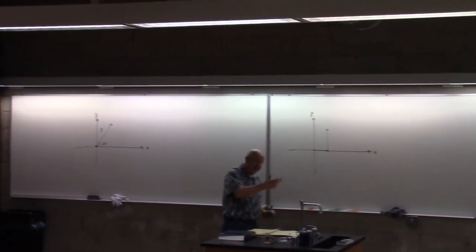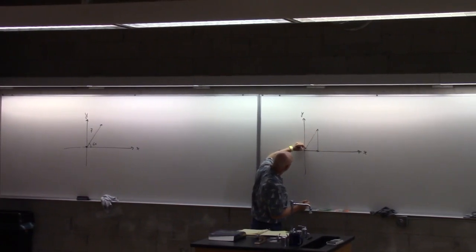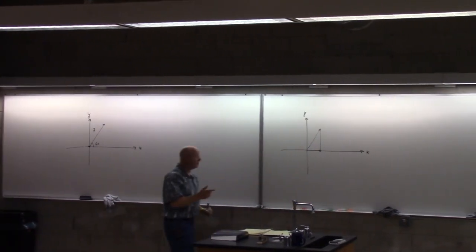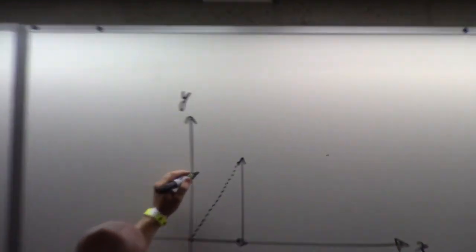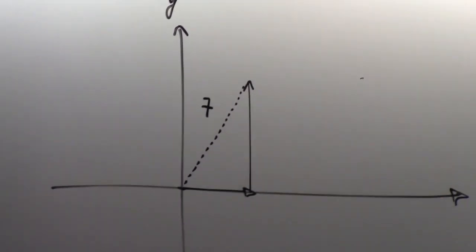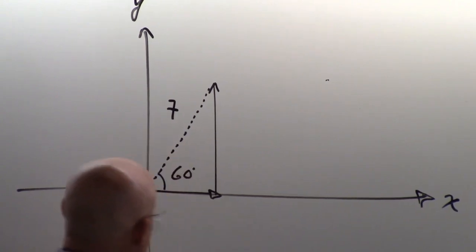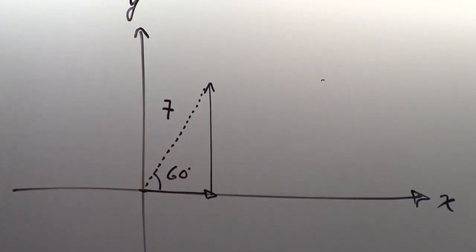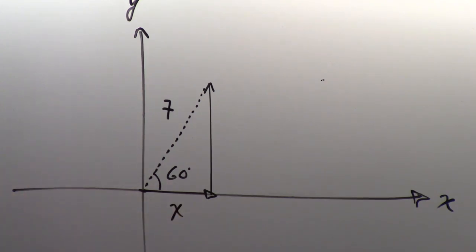Okay. Maybe it helps to then draw the resulting one on here, because we know that that total distance is supposed to be the 7, the hypotenuse. And this is supposed to be the 60. And so let's just say I want to find the x component first. How do I do that?